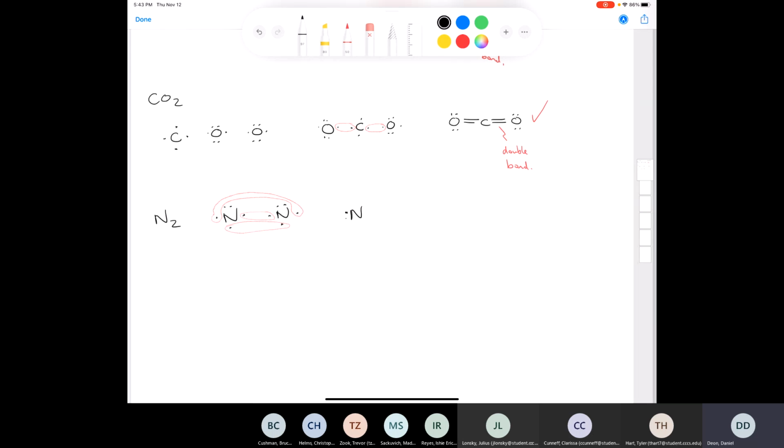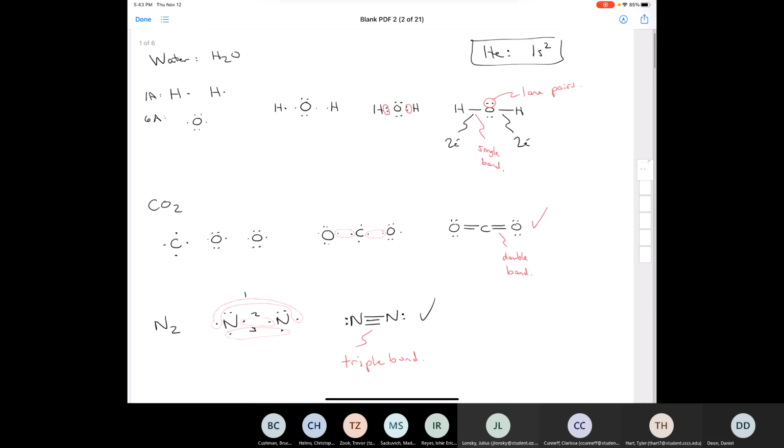Right? What would that mean? That would mean that each nitrogen would be left over with a lone pair, and I'd form 1, 2, 3 bonds. 1, 2, 3. Let's examine this. Each nitrogen now is surrounded by 1, 2, 3, 4, 5, 6, 7, 8 electrons. So it's as if they are isoelectronic with a noble gas, and that is a perfectly good Lewis structure for N2. And here we have a triple bond. So now we've seen single bonds, double bonds, and triple bonds in water, carbon dioxide, and nitrogen.